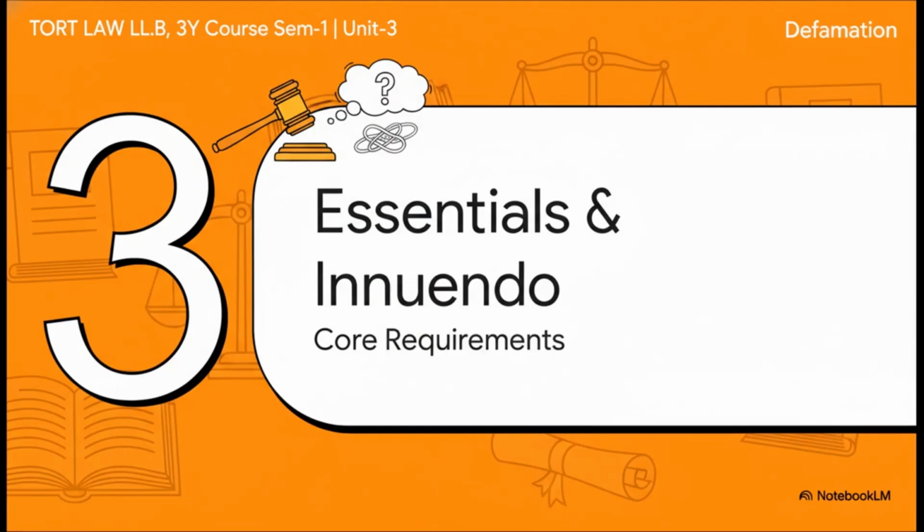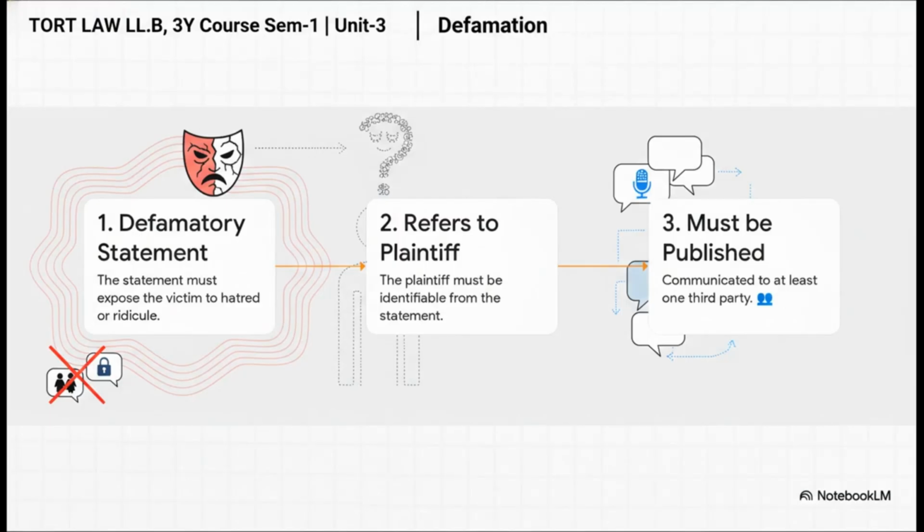To successfully establish a claim of defamation, certain legal requirements must be met. We shall now examine these essential elements and the related legal concept of innuendo. For a defamation claim to succeed, the plaintiff must prove 3 essential elements. First, the statement must be defamatory in nature, meaning it must tend to injure the reputation of the plaintiff.